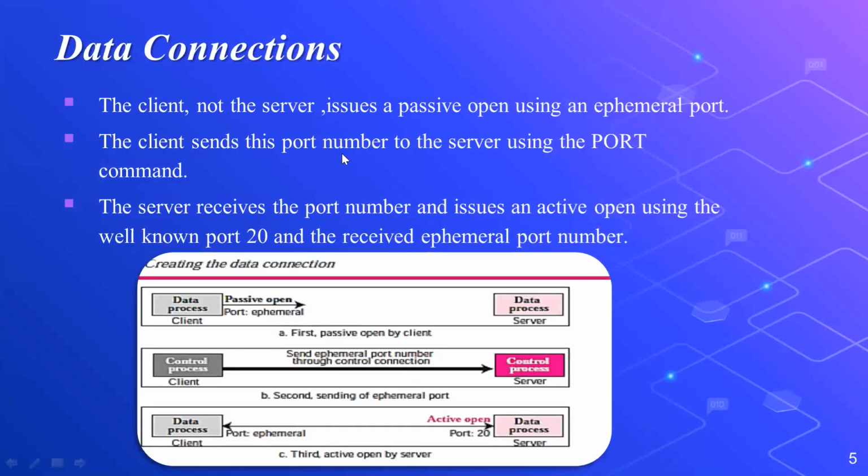Now the data connection. At first, the client issues a passive open. In the previous control connection the server issued the passive open, but here the client issues a passive open using an ephemeral port. In the second step, the client, using the control connection, sends its ephemeral port number to the server. In the third step, the server issues the active open using port number 20, and it receives the ephemeral port number from the client side.